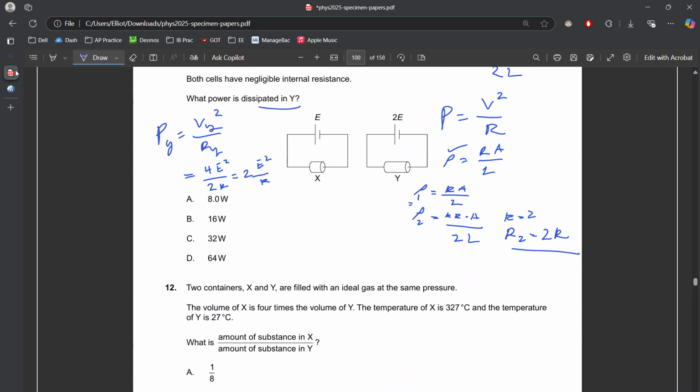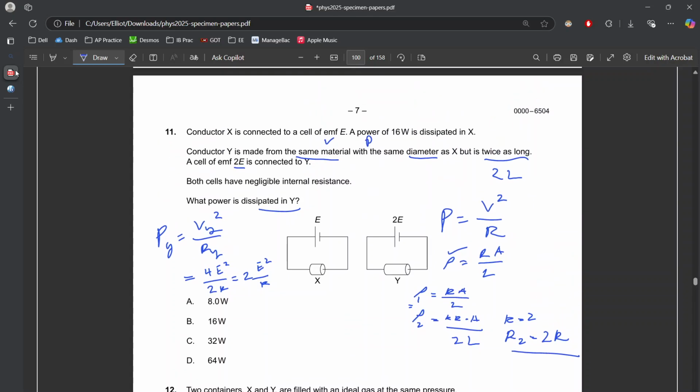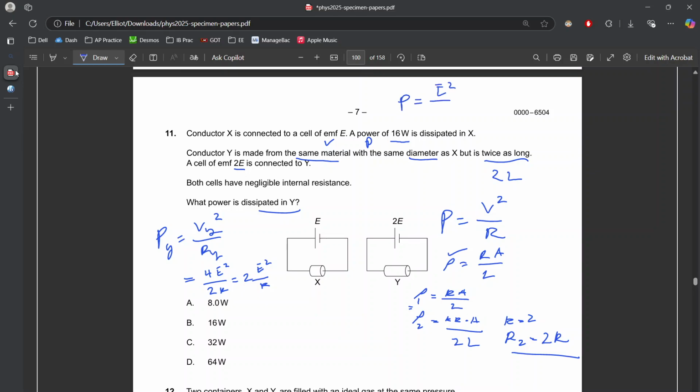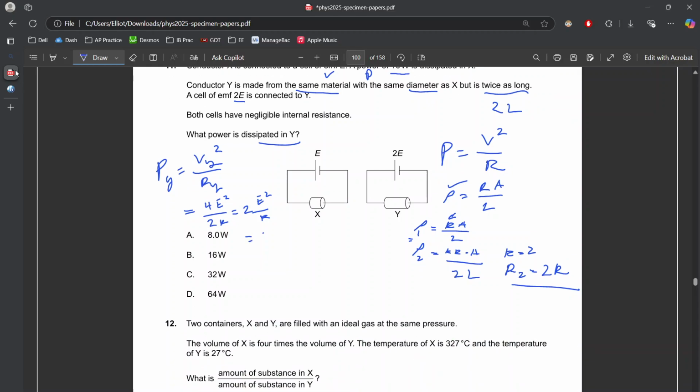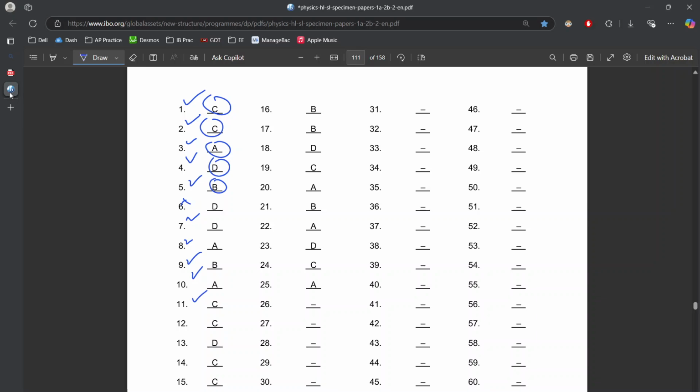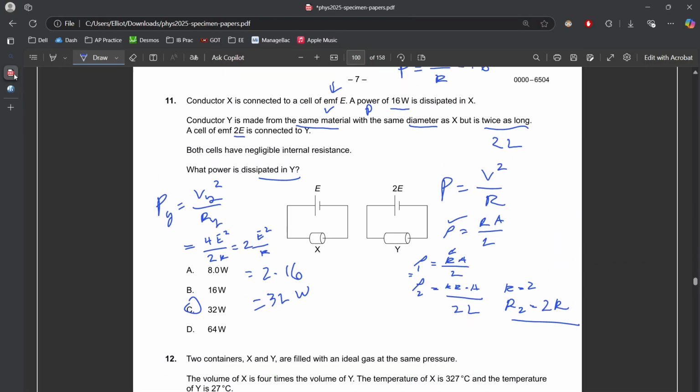But Elliot, we have no idea what E squared over R is. Yes, we do. It says it has a power of 16 watts. This power is equal to E squared over R because this E is our voltage, and this R is this R, right? And we know that equals 16, so this is actually 2 times 16, which is 32. And if that's not the right answer, then I've got no idea what I'm doing. There you go. 11 is C.